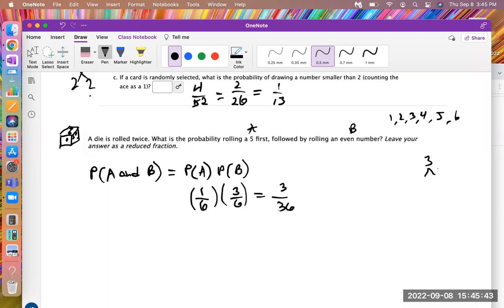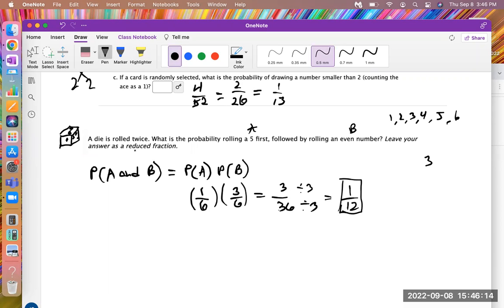So 3 is already prime. I can't write it as another number times by itself other than 3 and 1. So I just have to make sure that 3 doesn't divide into 36. If 3 doesn't divide into 36, then it's completely reduced. But 3 does go into 36. So divide the top and bottom by 3, and I get 1 over 12. And there we go. That was your final answer.